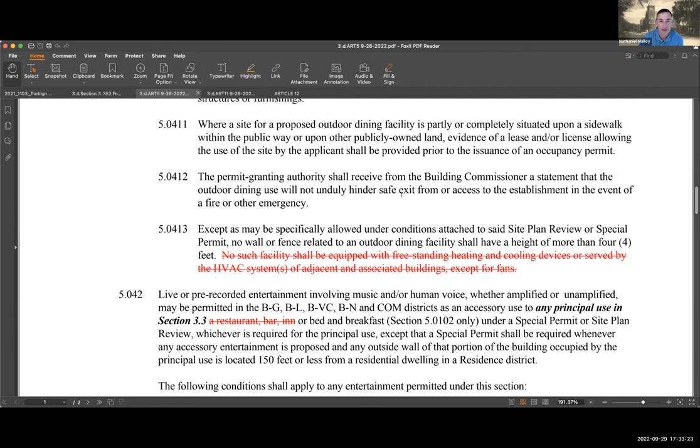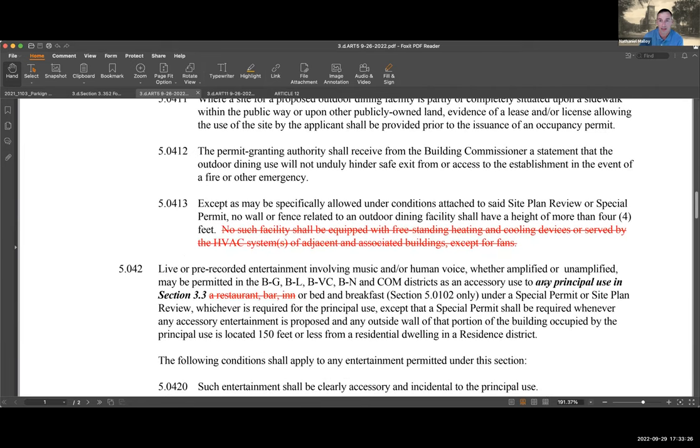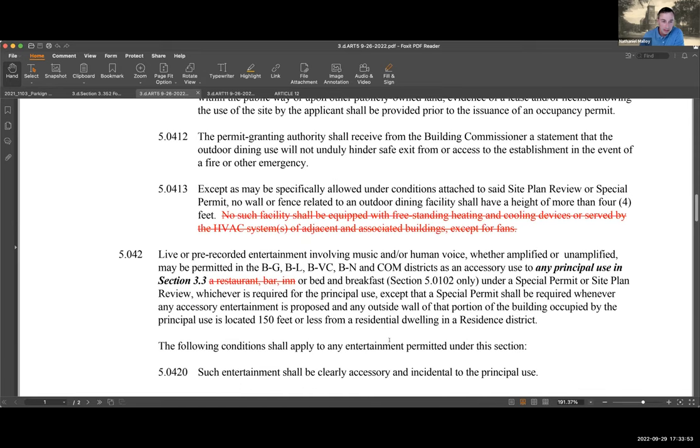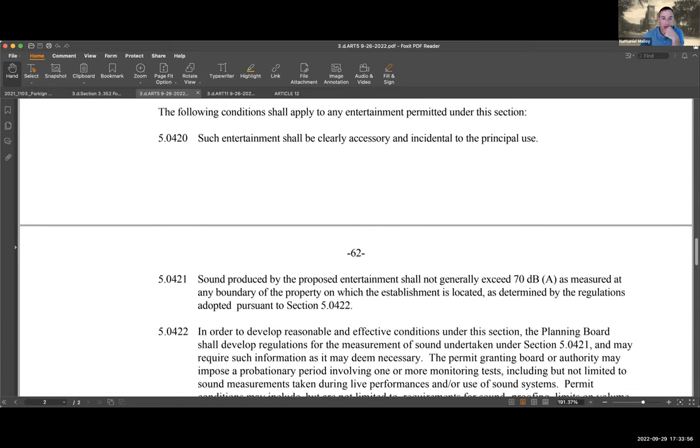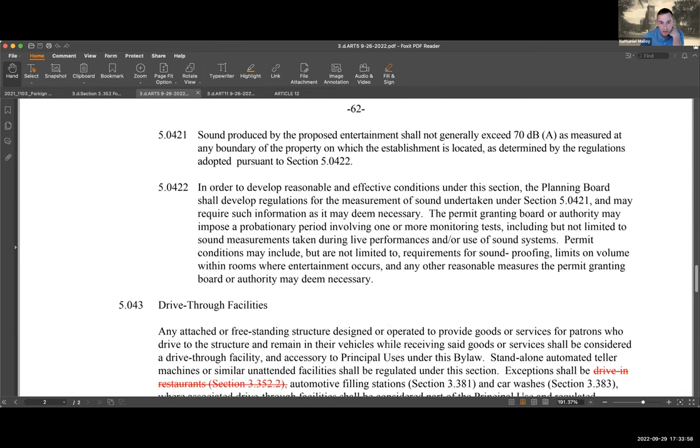For live or pre-recorded music, again, we say any principal use in Section 3, and we remove the restaurant, bar, or inn. So now live or pre-recorded music can be accessory to any principal use through the same permitting, special permit or site plan review. What that means is if it's a special permit use, say a bar, and they want to add music, then that accessory use is a special permit accessory use. And I think those are the changes.